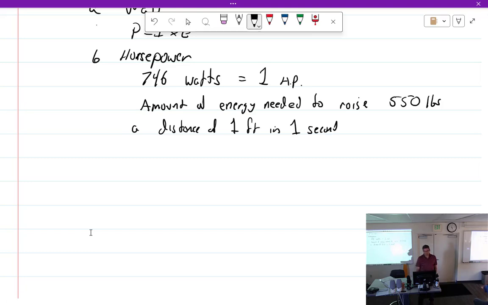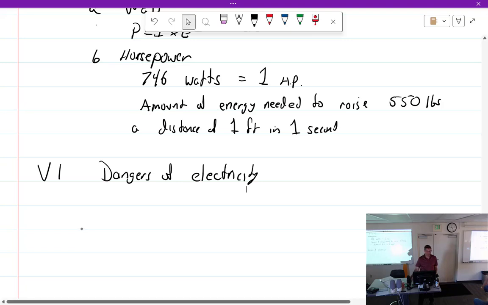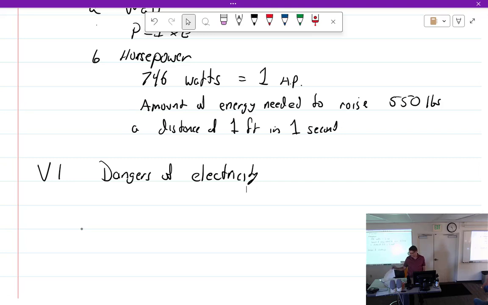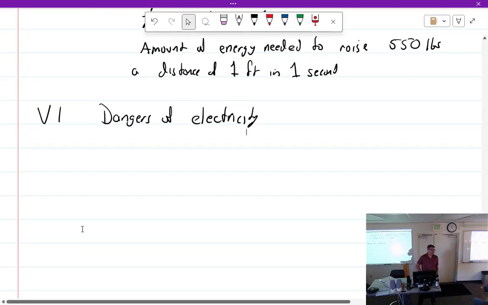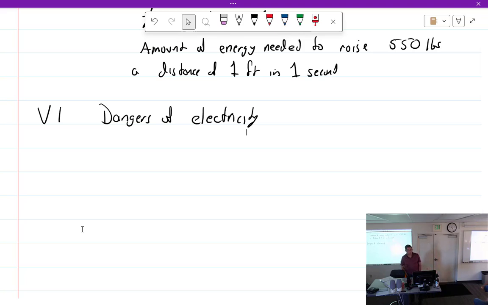So as we get to know electricity a little bit, I would be remiss if I didn't talk about the dangers of electricity. Anybody ever been shocked? By the cops? Yes. No. All right. So we have across the street a magnetic particle inspection machine.